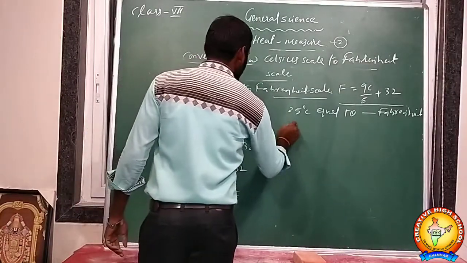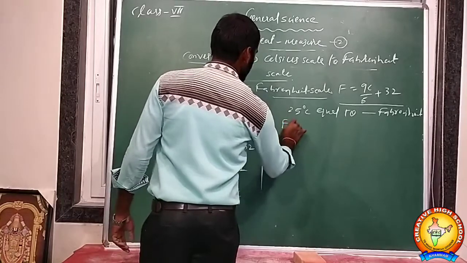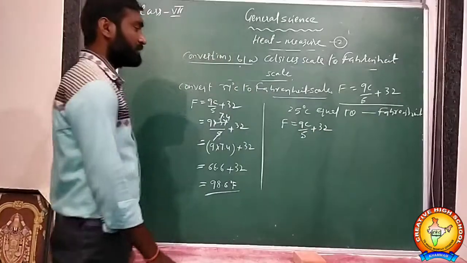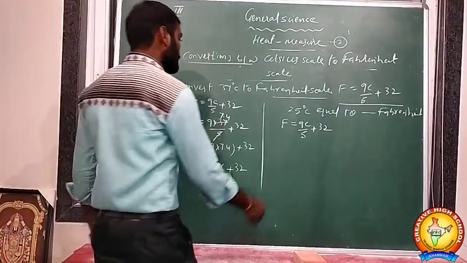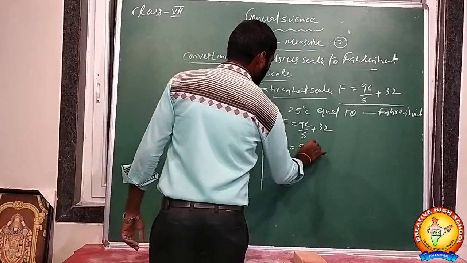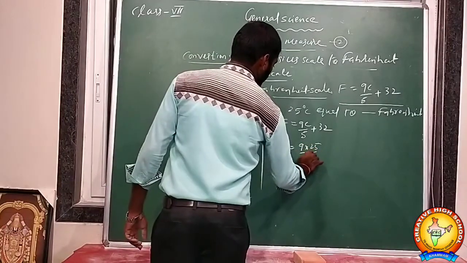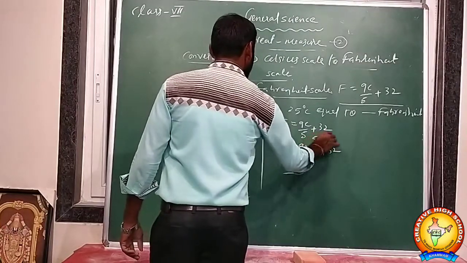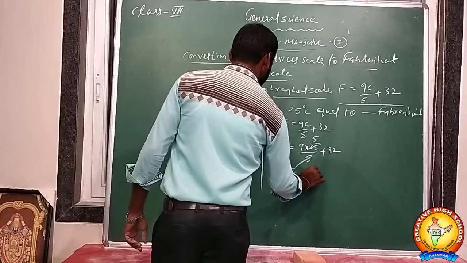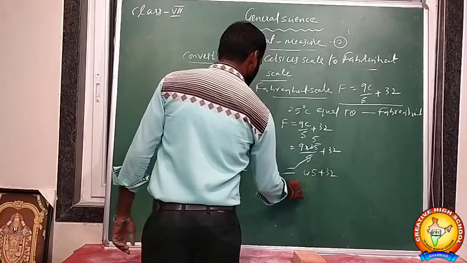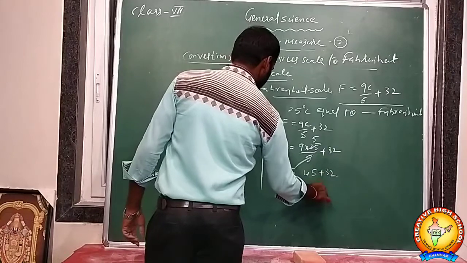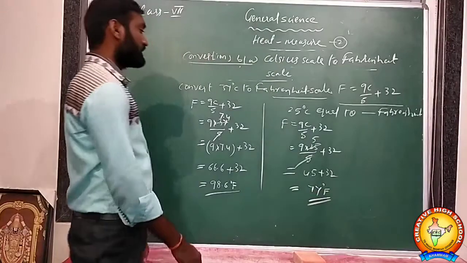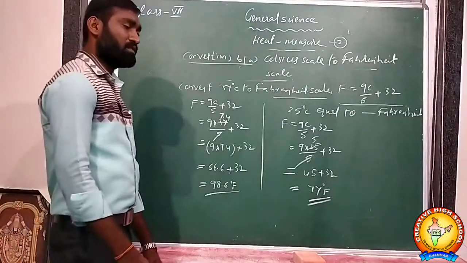So, the formula. What is the formula? F is equal to 9C by 5 plus 32. So C is 25: 9 into 25 by 5 plus 32. 5 ones are 5, 5 nines are 45, plus 32, that is equal to 77 degrees Fahrenheit. So 25 degrees Celsius is equal to 77 degrees Fahrenheit.